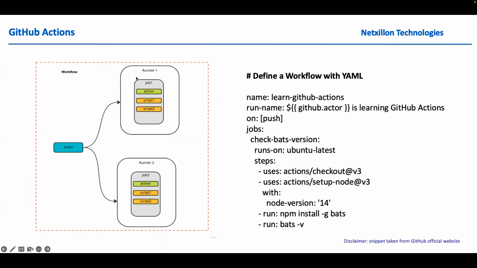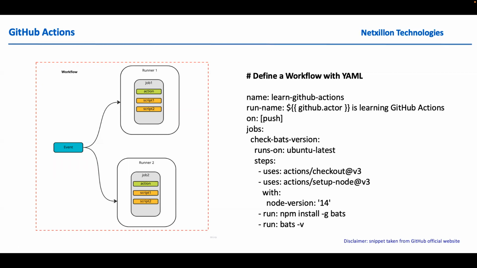So this is how it is: the outer layer is your workflow. In the workflow, there will be an event which triggers your workflow, and there will be a job. There can be multiple jobs depending upon how complex your workflow is, but there will be only a single job running on each of the runners.